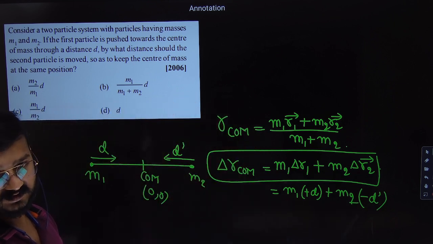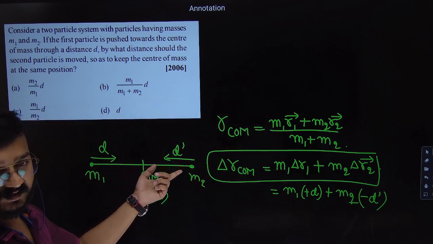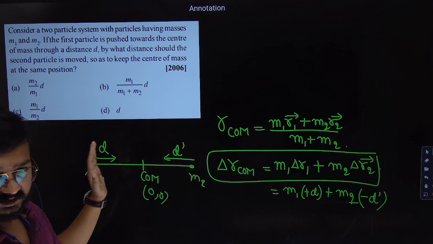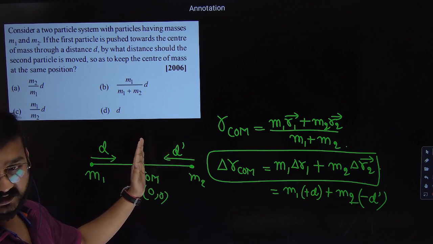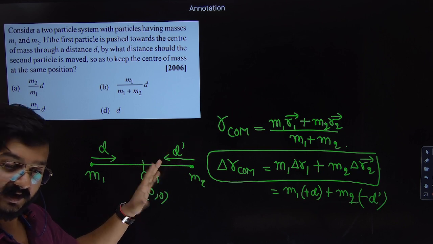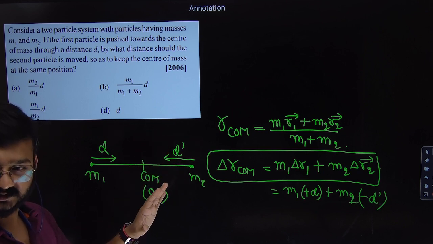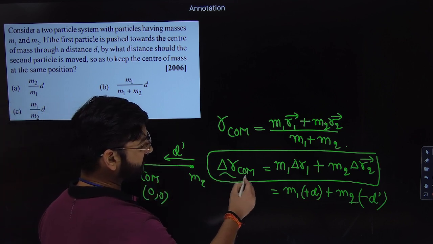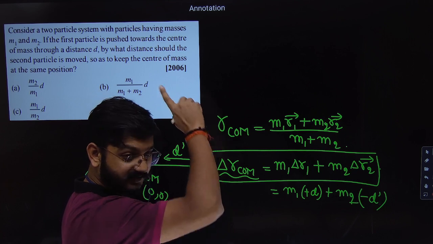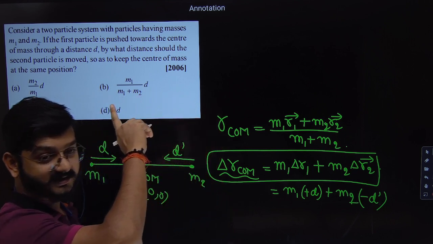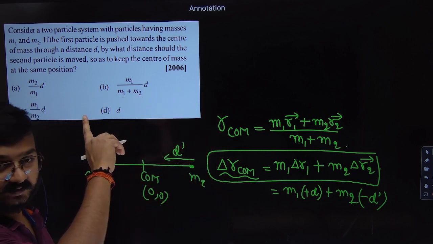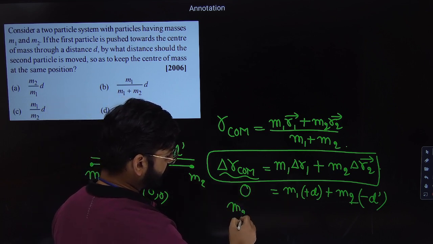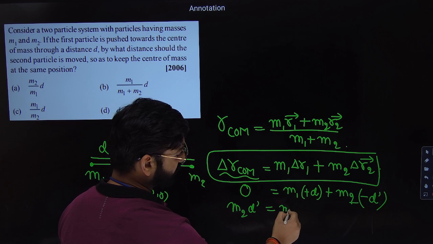I took this as positive, this as negative, but I changed it because you guys are telling that it is moving towards positive x direction. Plus, this is moving towards negative x direction. You can take the opposite also. One will be positive, other will be negative. What is the change in position of center of mass? Read the question. The center of mass position should not change. So this is 0. Shift the term: M2 into D dash equal to M1 into D.